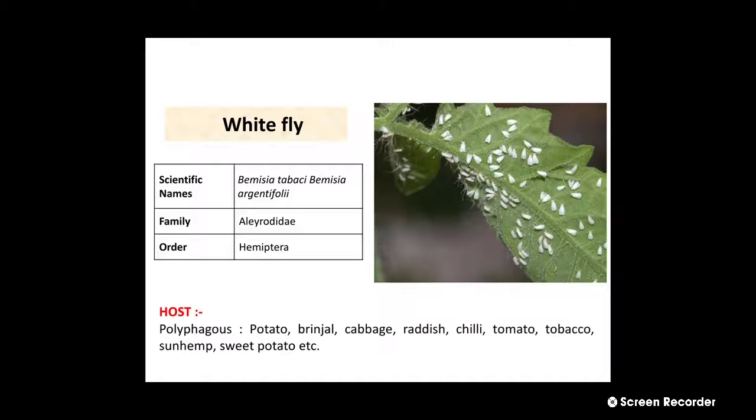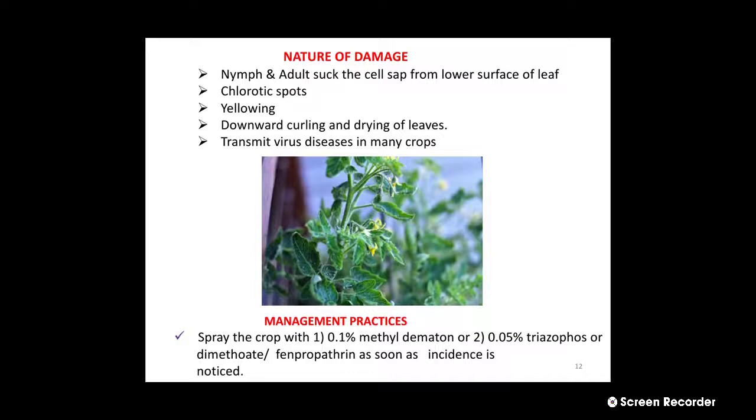Then next point is nature of damage. The nymphs and adults suck the cell sap from the lower surface of the leaf. As a result of sucking the cell sap, chlorotic spots appear on the leaves and the leaves also get yellowing, then downward curling and drying of the leaves, and they also transmit viral diseases in many crops. Then next is control measures. You can spray any systemic insecticide for all sucking pests. Examples are methyl demeton, also dimethoate.